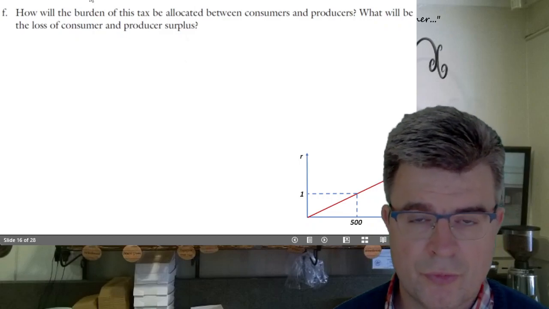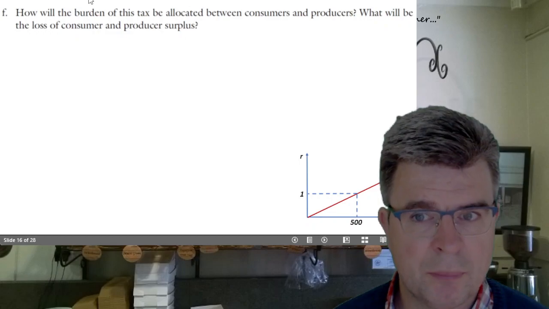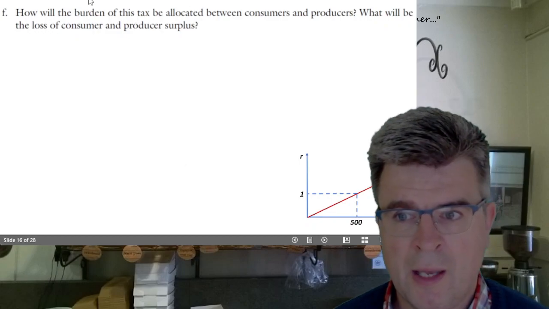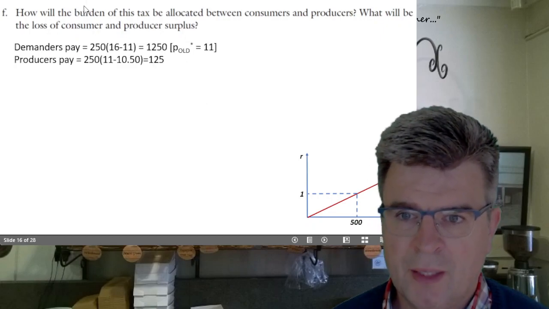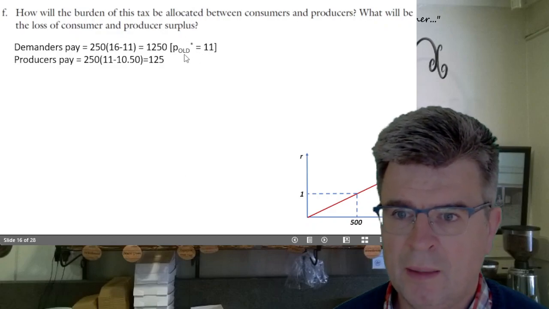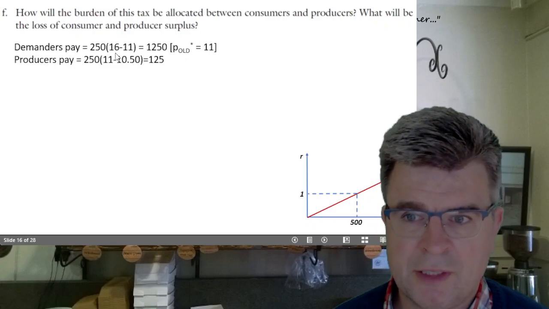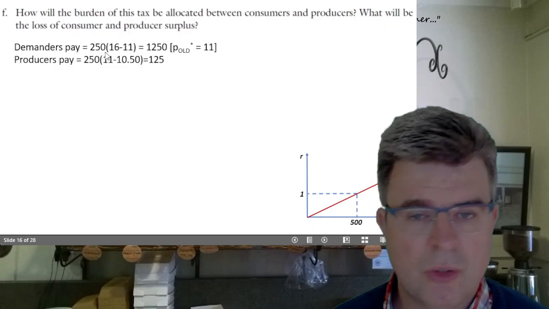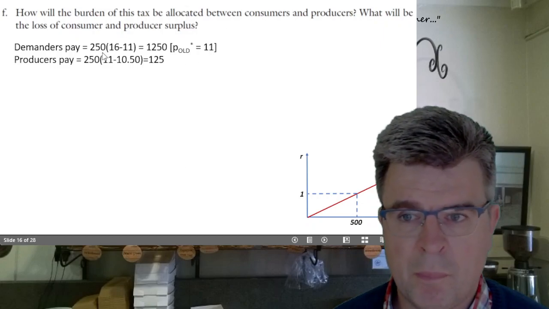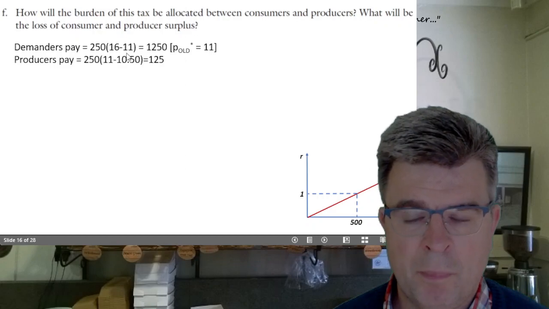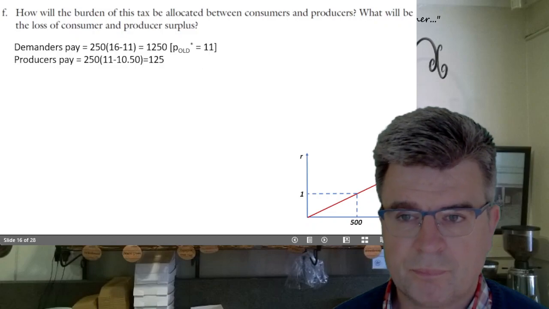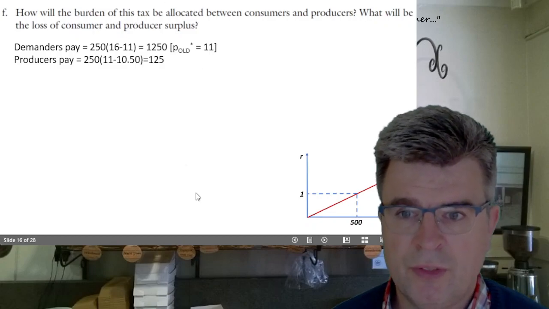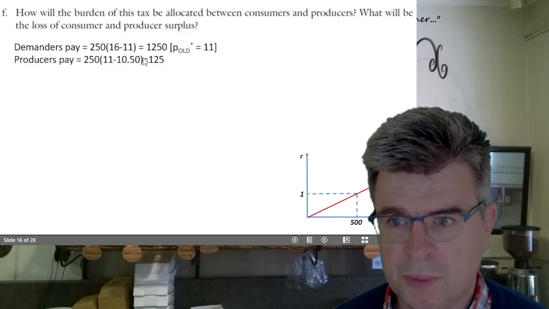Then we can continue with question F. Who will suffer from the tax? How will the burden of the tax be allocated between the consumers and producers? And what will be the loss of the consumer and producer surplus? In the old situation, the price is equal to 11. And in the new situation, the price is equal to 16. So for each copy that the users still buy, 250, they now pay $5 extra.